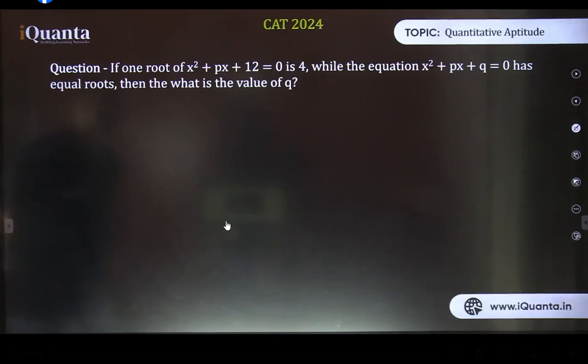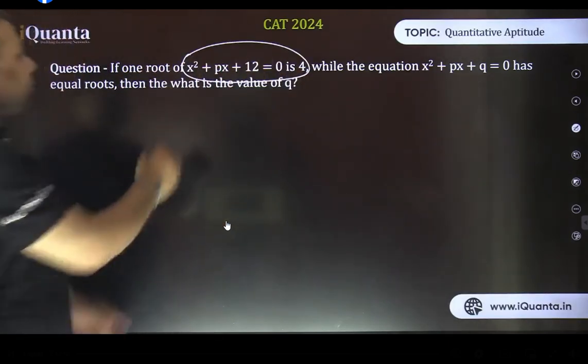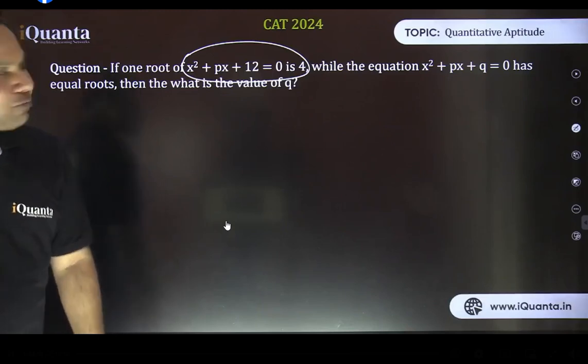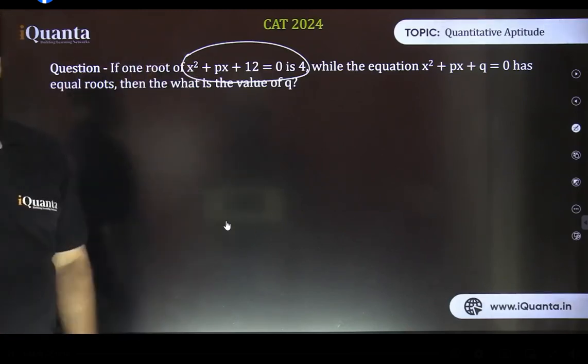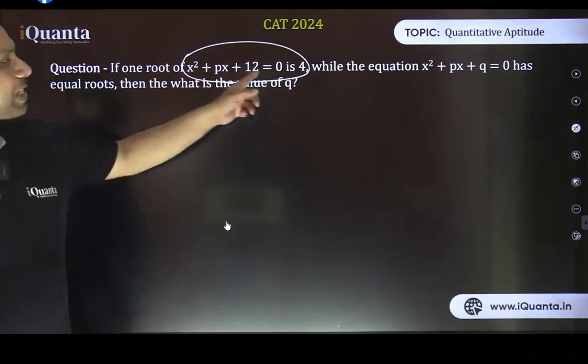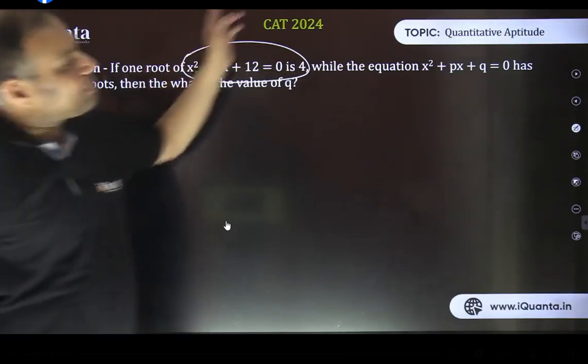Okay, let's see how to do it. It's a very easy question. One root of the equation is 4. So what can we find from this part? One root of this polynomial is 4, so what value can we find out from here? We can find the value of p from here, right? This equation is satisfied at x equals 4. So if I put x equals 4 here, we can find the value of p, and putting that value of p, we will get the value of q.